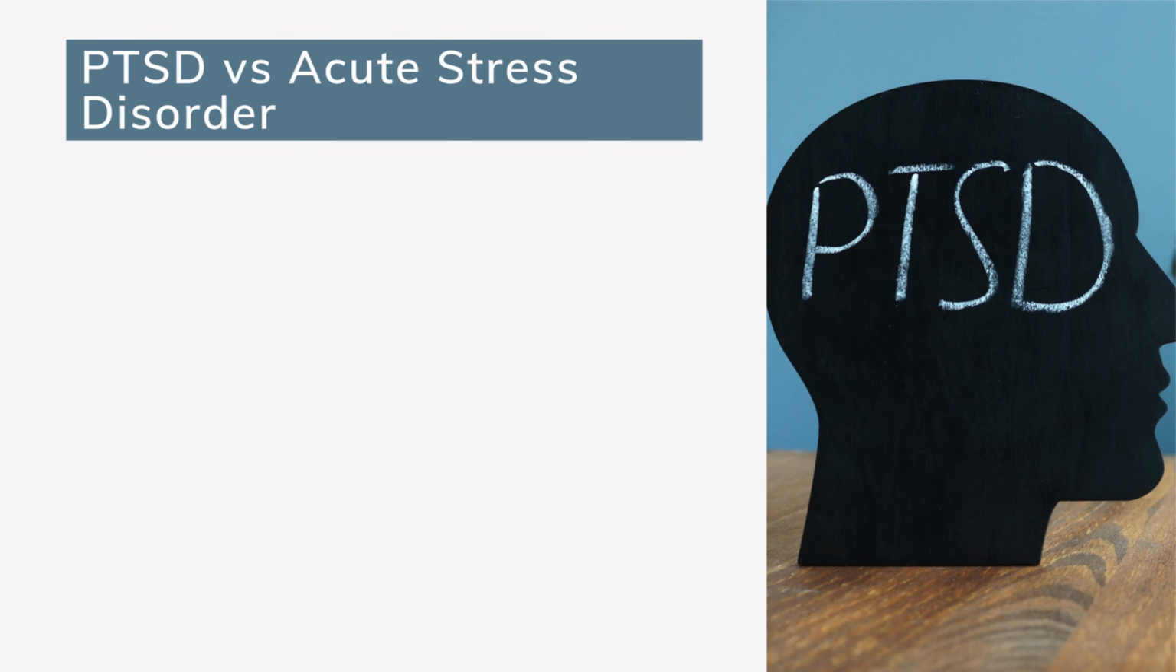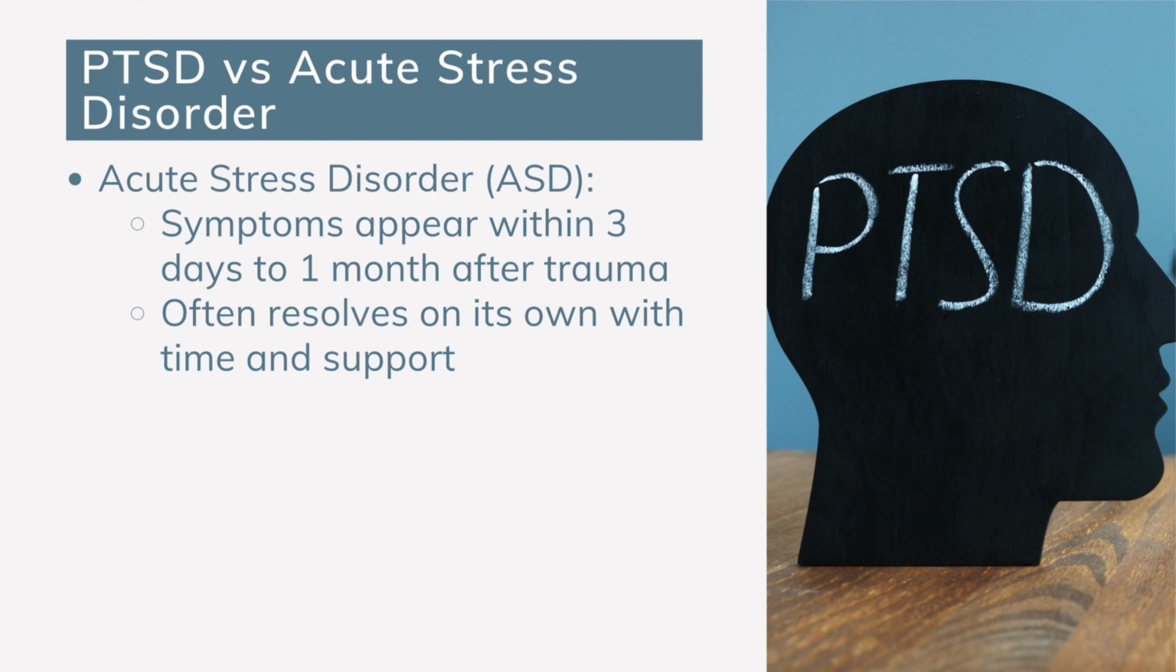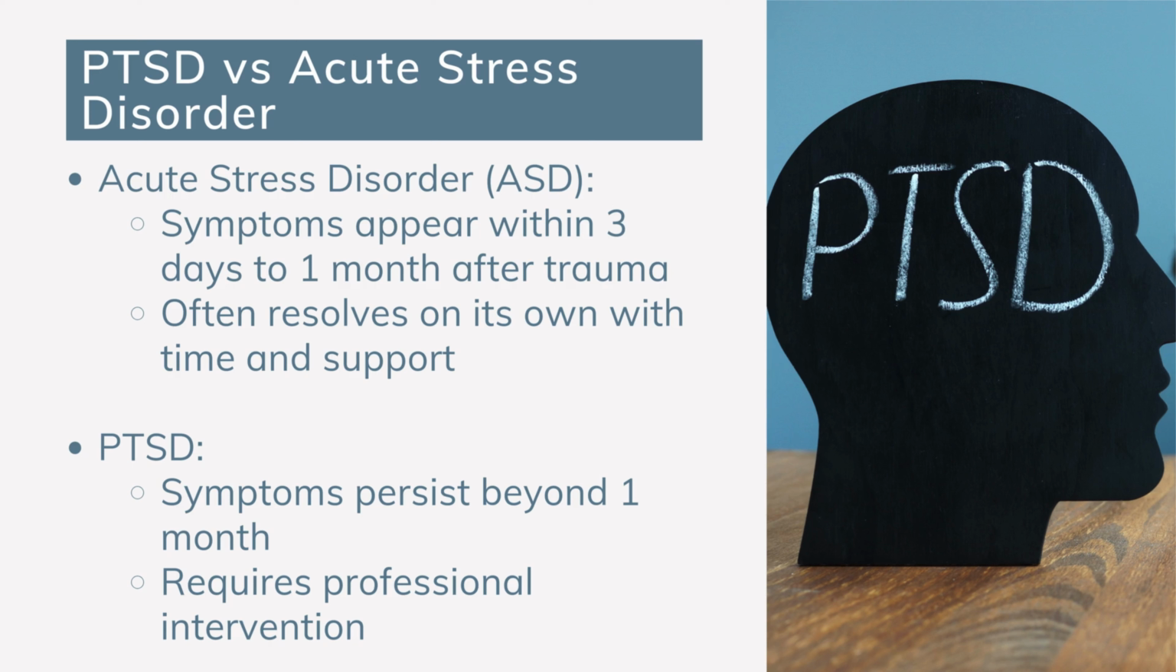Not all trauma-related stress reactions turn into PTSD. Some individuals develop acute stress disorder or ASD first, which may or may not progress into PTSD. The key differences between acute stress disorder and post-traumatic stress disorder include ASD having symptoms that appear within 3 days to 1 month after trauma. These symptoms often resolve on their own with time and support, while post-traumatic stress disorder symptoms last more than 1 month and almost always require professional intervention.